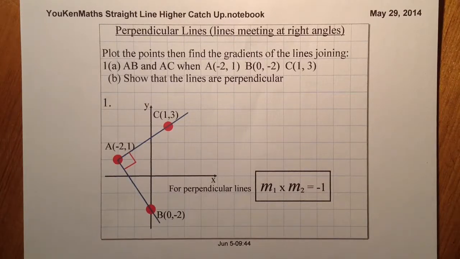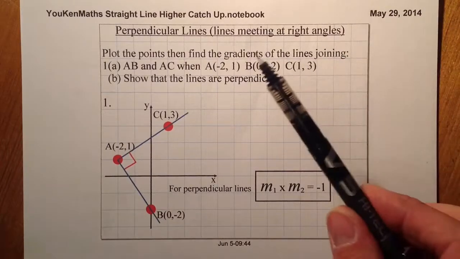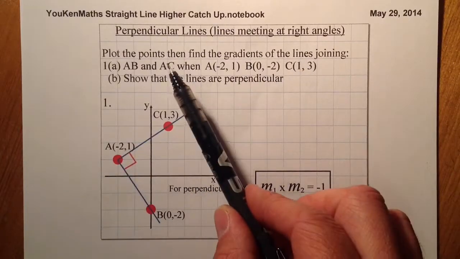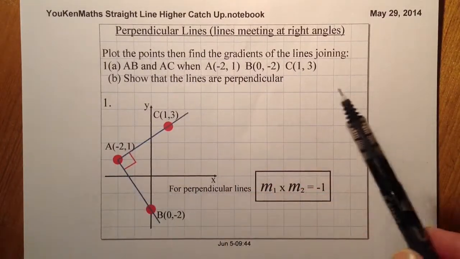This is Higher Maths. We're looking at the straight line topic, and we're looking at perpendicular lines. Perpendicular lines are lines that meet at right angles, and I've plotted a diagram for the question that I'm going to do.